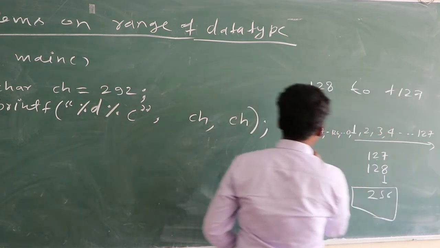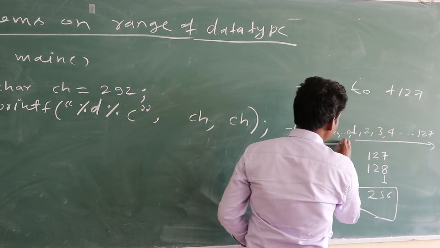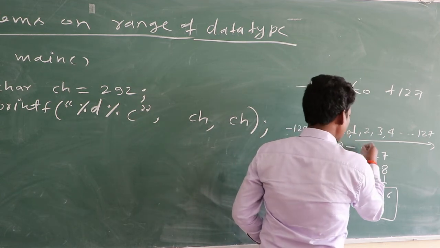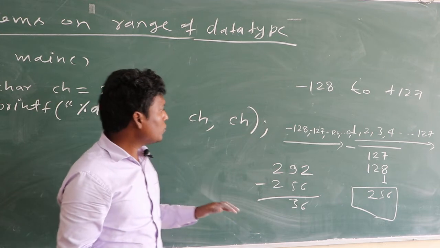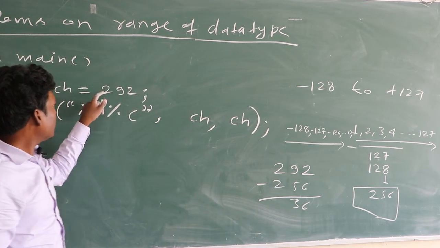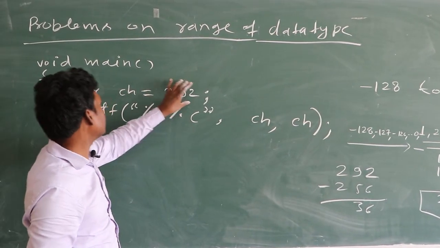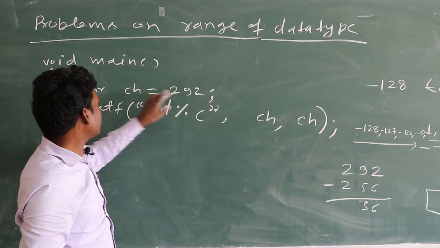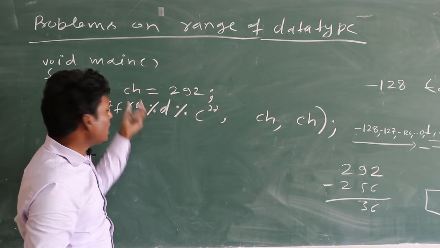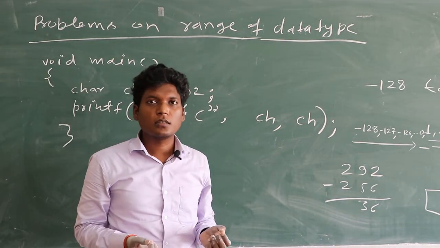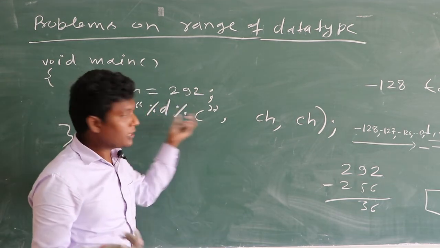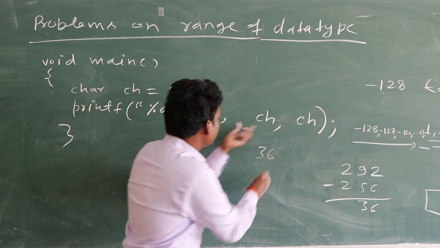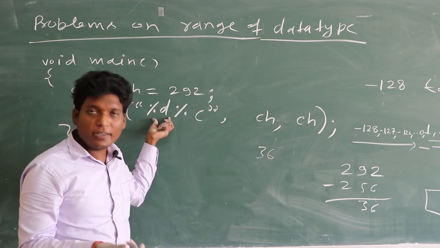From this -1, then 0, then again 36, then it will be 292. So the final value is 36. 36 is assigned to CH. CH has 36. That is the ASCII value. %d prints the 36 here, because it is used to print a signed decimal number.